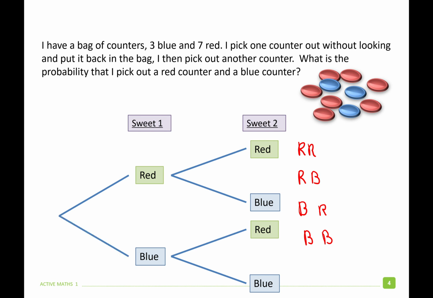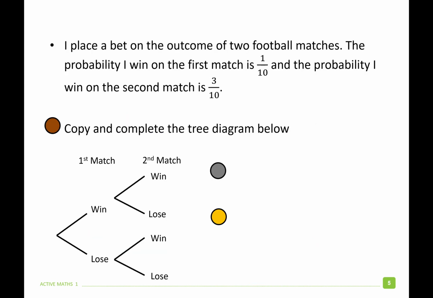Let's look at another example. I place a bet on an outcome of 2 football matches. Complete the tree diagram below. What are all of the possible outcomes of these two matches? In the first match, the team can either win or lose. I have two branches, my branch for winning and my branch for losing.